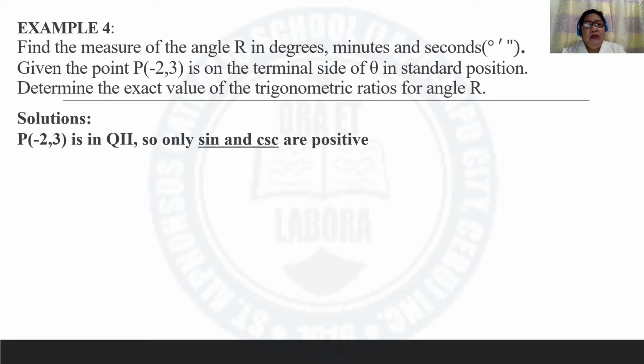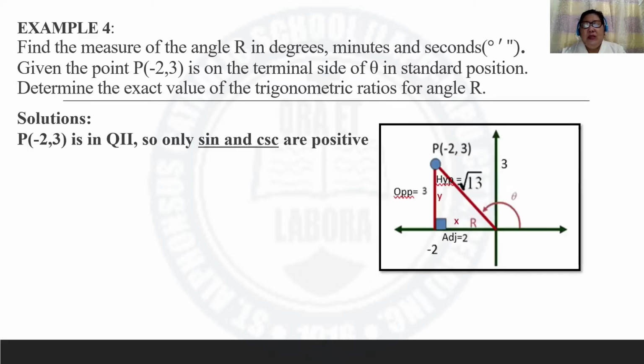So, for your trigonometric ratios, only sine and cosecant are positive in their signs. So this is the figure. You have the point with coordinates negative 2 and 3. So meaning this is your reference angle. The adjacent side is equivalent to 2 units and the opposite side is 3 units. So the hypotenuse is square root of 13.